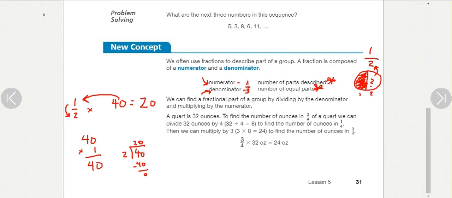So what we do is divide by the denominator, multiply by the numerator, and according to the commutative property, it doesn't matter what order we do that in. We could have divided 40 by 2 and then multiplied by 1. It says a quart is 32 ounces. To find the number of ounces in 3/4 of a quart, we can divide 32 by 4 to find the number of ounces in 1/4. Then we can multiply by 3 to find the number of ounces in 3/4.